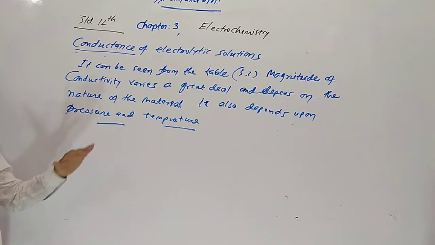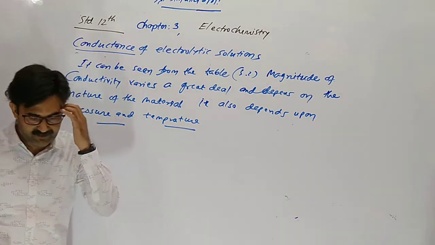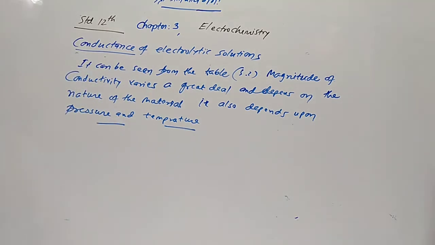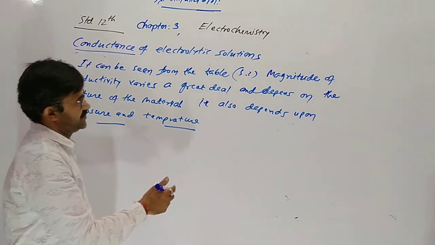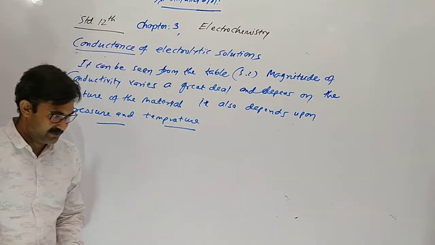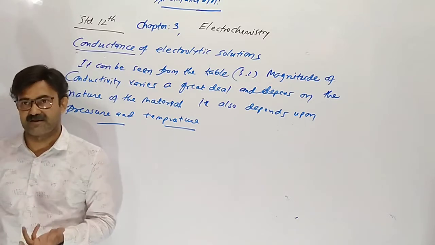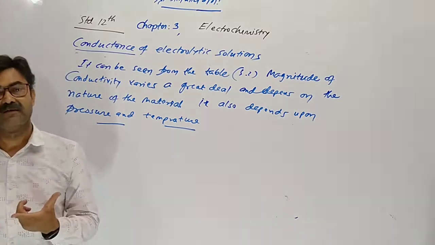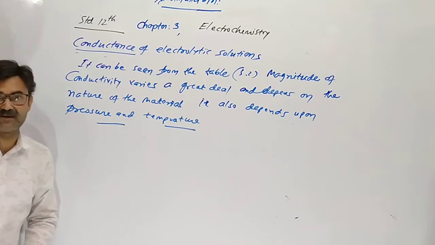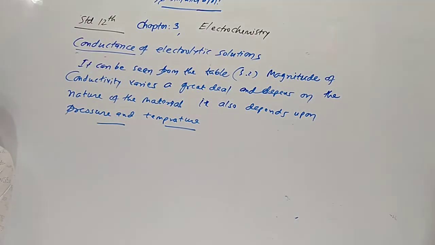So here from the table we can say our conductivity depends upon the nature of the material. Metallic, aqueous, insulator, non-insulator, it depends on that. But it also depends upon temperature and pressure.